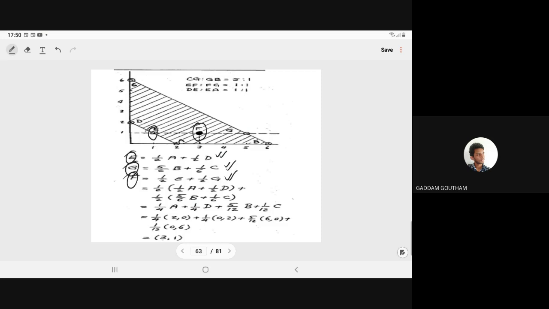So when you put these values, it comes to 1/4 A plus 1/4 D plus 5/12 B plus 1/12 C. Here you can see each coefficient lies between 0 and 1, and their sum is 1/4 plus 1/4 plus 5/12 plus 1/12, which is equal to 1. Means the point 3 comma 1 can be represented as a convex combination of the corner points A, B, C, D.